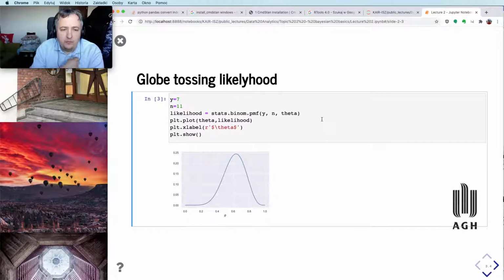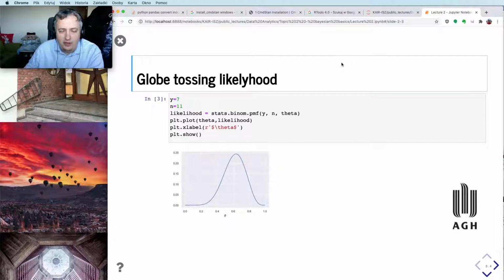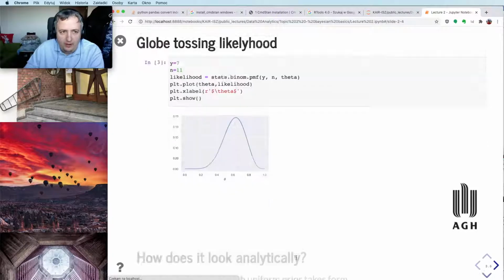So we've plotted here this likelihood. This likelihood looks like this, and this gives us certain information already. As you can see, this is likelihood. Likelihood is not necessarily normalized. In this case, it is, but this integral is not necessarily equal to 1 because it all depends on the scaling factors, which we can drop on that.